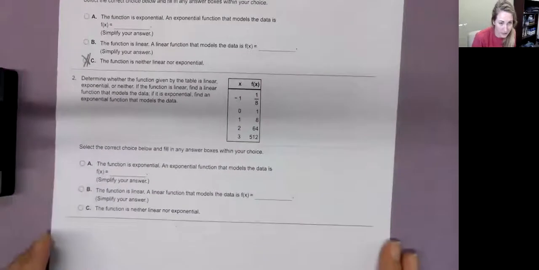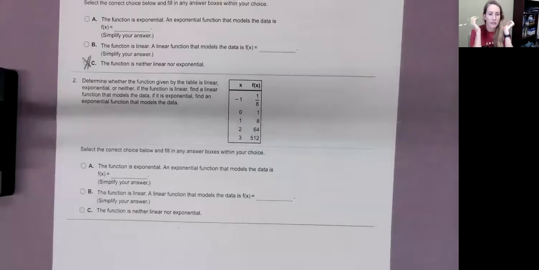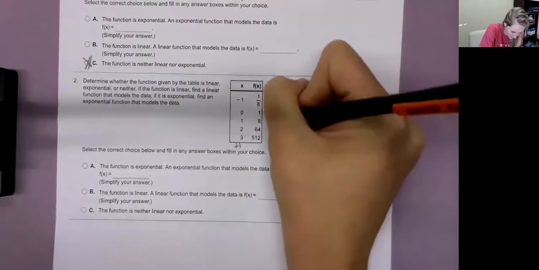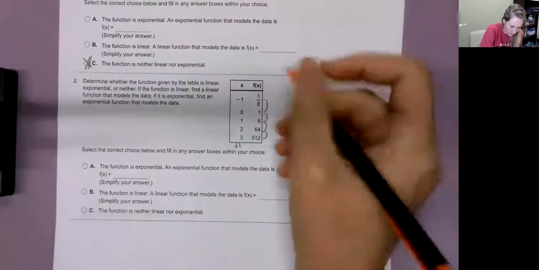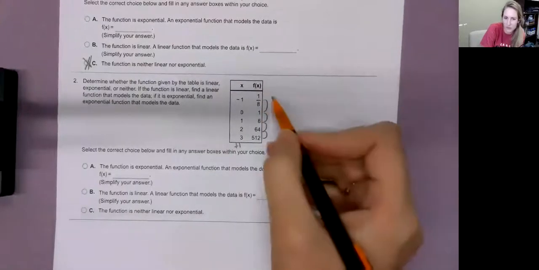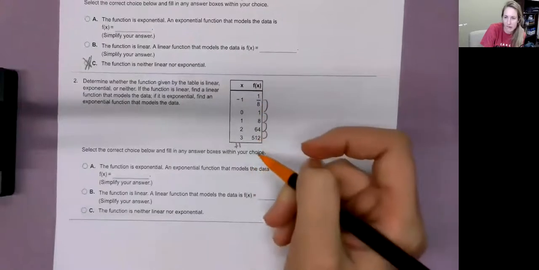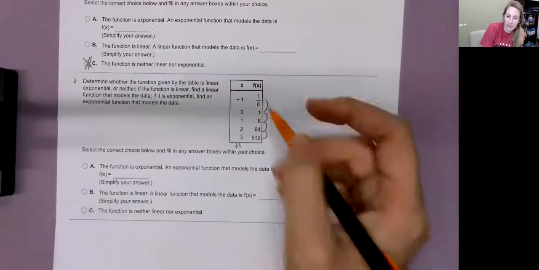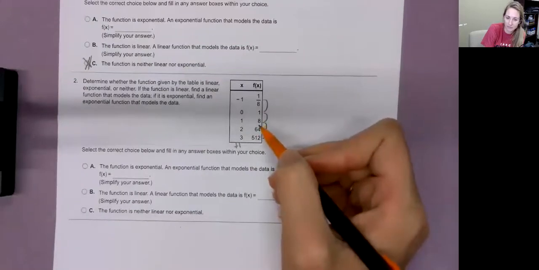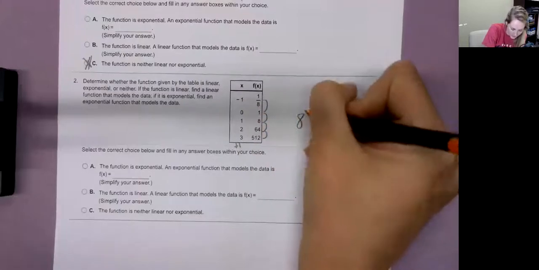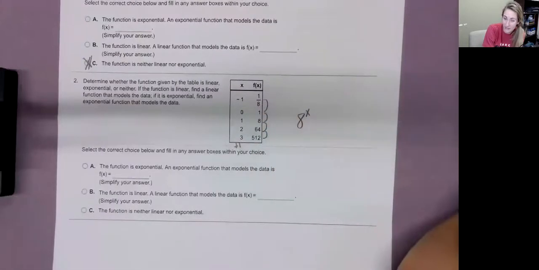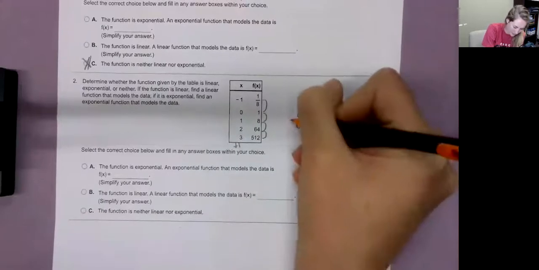Okay, same thing. Determine whether the function is linear, exponential, or neither. So we added 1 each time here. And then we went from 1/8 to 1, 1 to 8, 8 to 64, and 64 to 512. So each time here, it's 8 raised to the exponent over here. So this is 8^x.